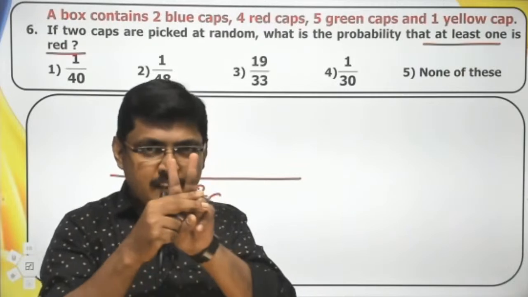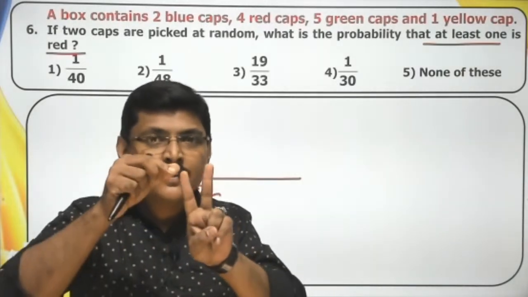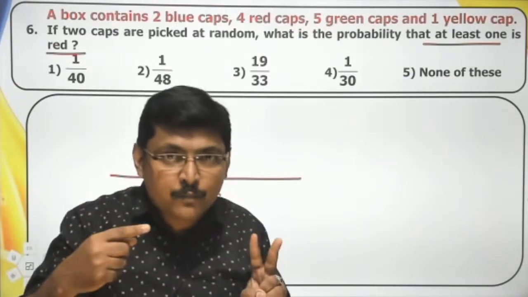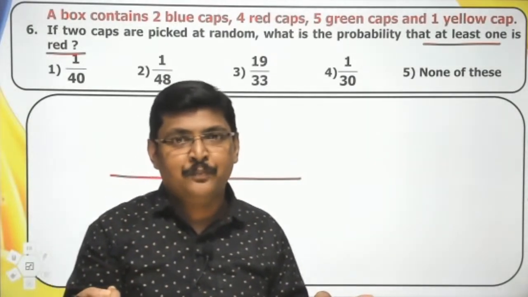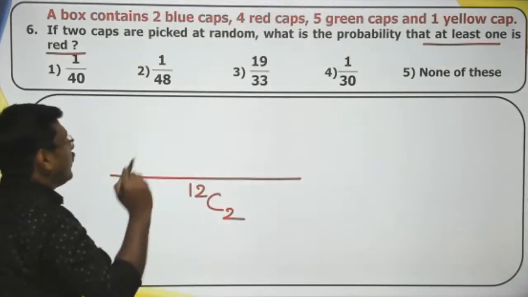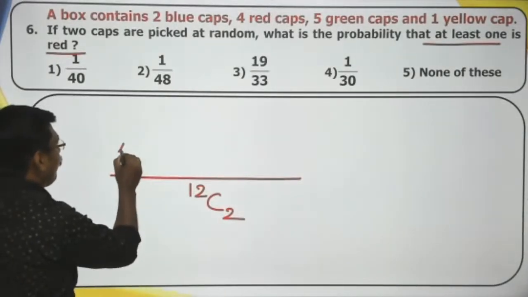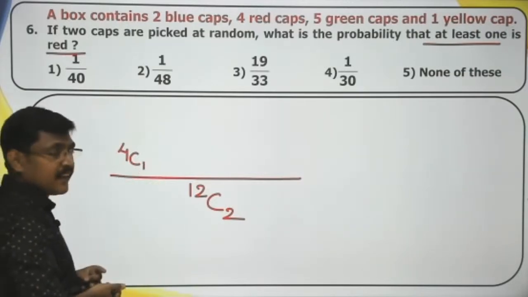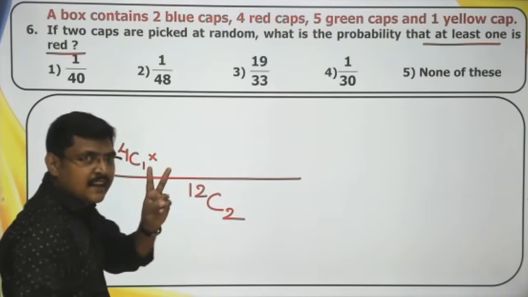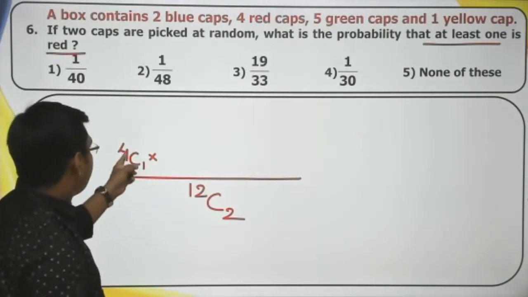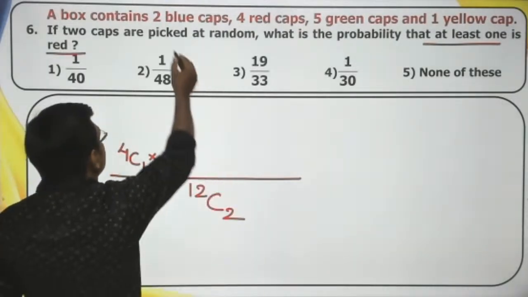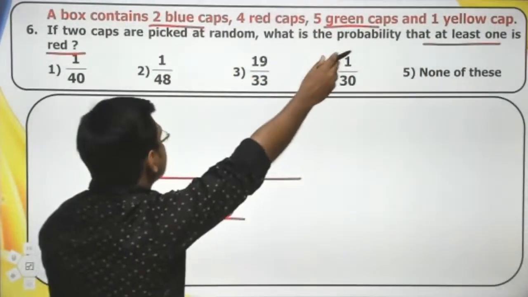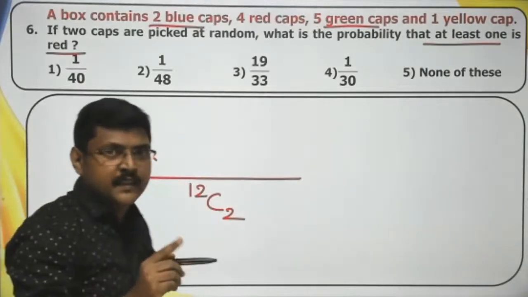If I am selecting 2 caps, the first condition is that I am taking only 1 red. That is at least 1, right? Because greater than or equal to 1, that's the meaning. So I am considering that first. I am taking only 1 red, so from 4 red I am selecting 1 red. In that condition 1 red is selected, right? Next, since we need to select 2 caps, we know I already selected 4. Remaining 2 blue, 5 green and 1 yellow are there. So 5 plus 1, 6 plus 2, remaining 8 balls of different colors are there.